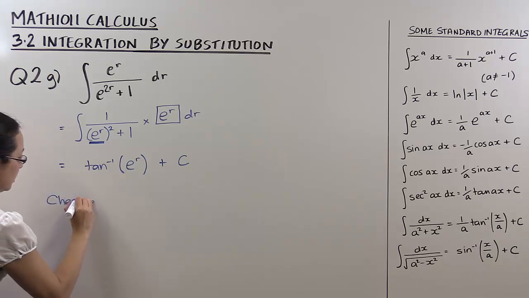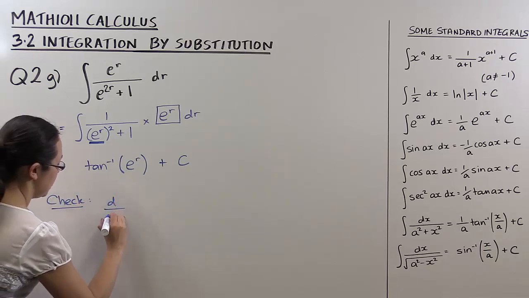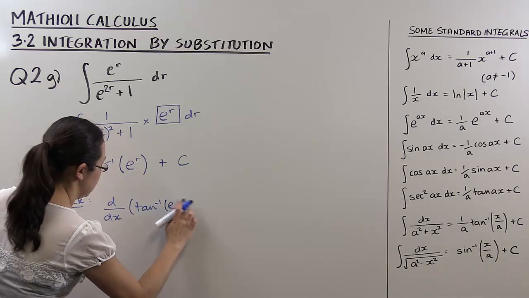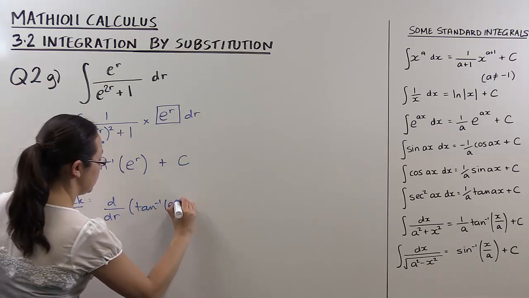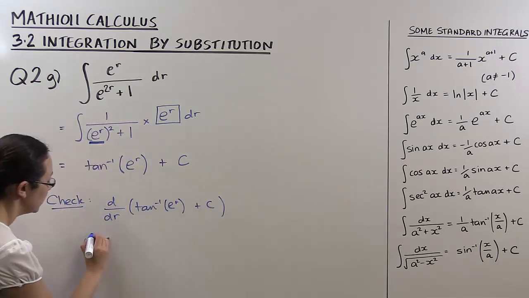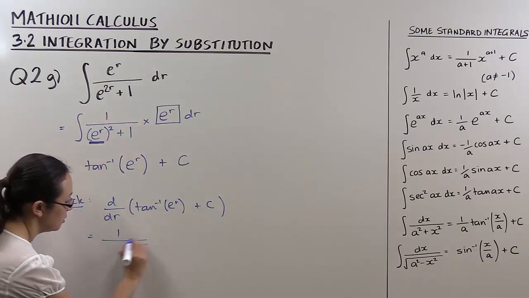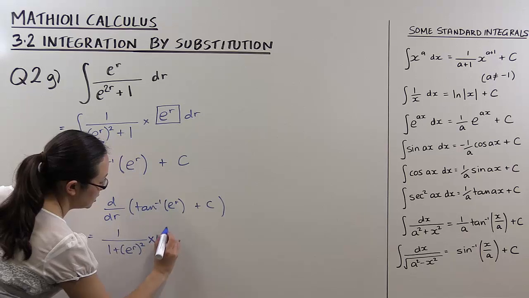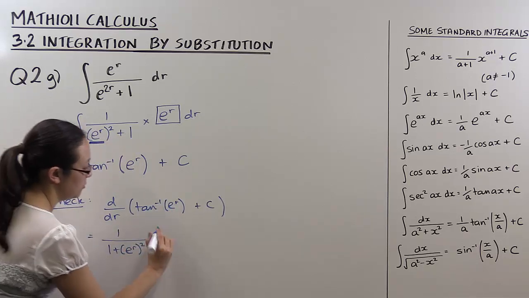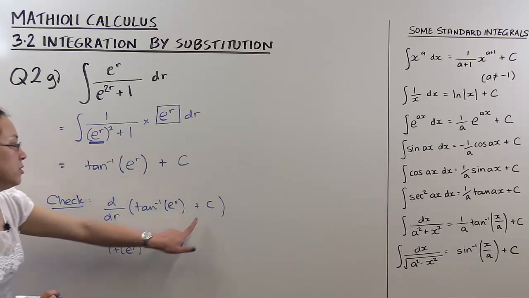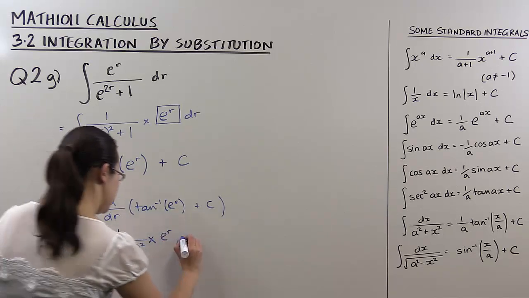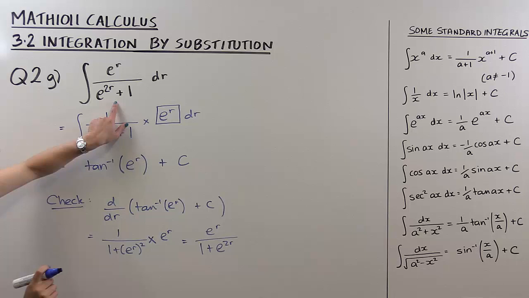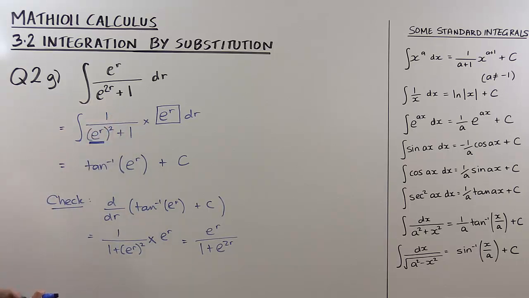Let's just check that we did that correctly. Let's differentiate our answer. If I differentiate d/dr of inverse tan of e to the r, plus a c, well, inverse tan differentiates to 1 on 1 plus that squared, and the chain rule says in addition you need to multiply by the derivative. E to the r differentiates to e to the r, constants differentiate to 0. So we can see that this does indeed give us e to the r on 1 plus e to the 2r, which is the integral that we were asked to give.